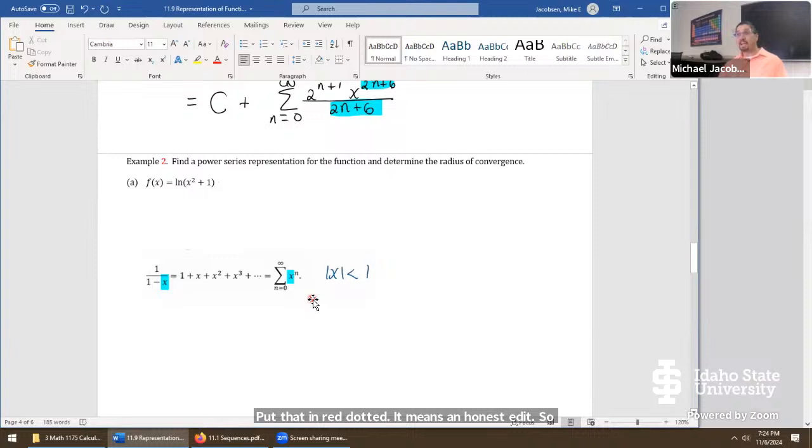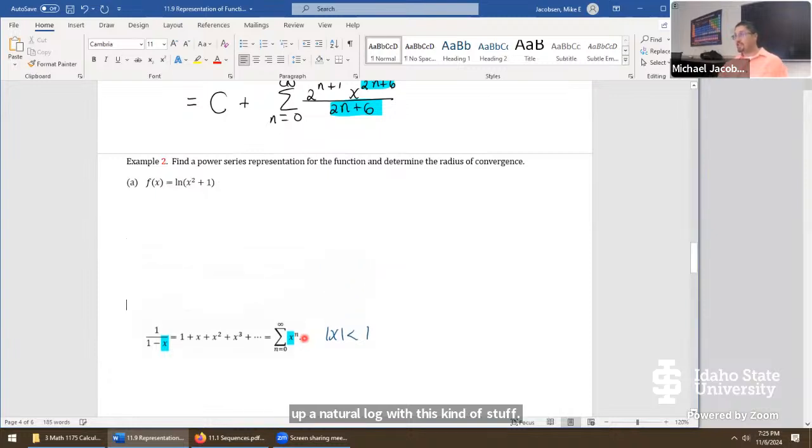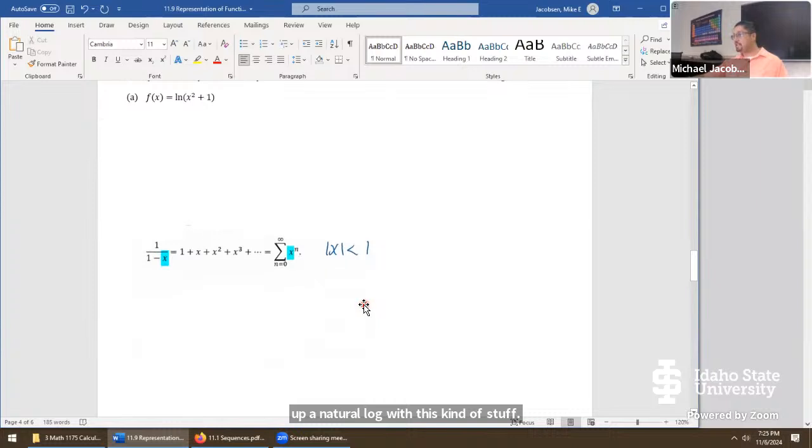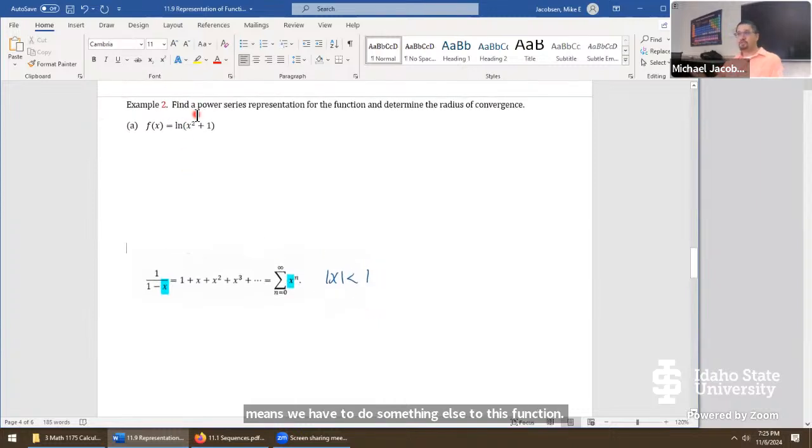This is the only trick we had back when we were dealing with example 1. And it doesn't work here. You can't match up a natural log with this kind of stuff. Which means we have to do something else to this function. And pretty much it's all up to us. We have to do something to that some way, somehow. Any suggestions from the class? Here or over Zoom?